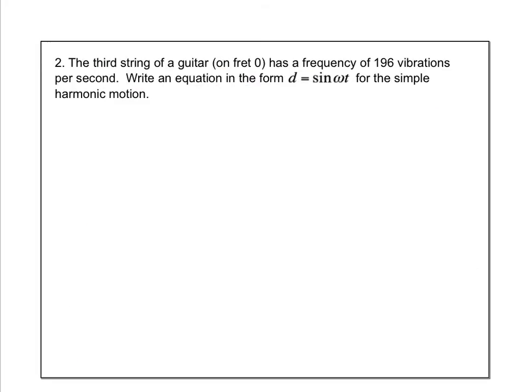All right. This is the last type of problem. We are looking for the equation, and this is a music example. So the third string of a guitar on fret 0 has a frequency of 196 vibrations per second. Write an equation in the form D equals sine wt, so that's really sine bt, for the simple harmonic motion.